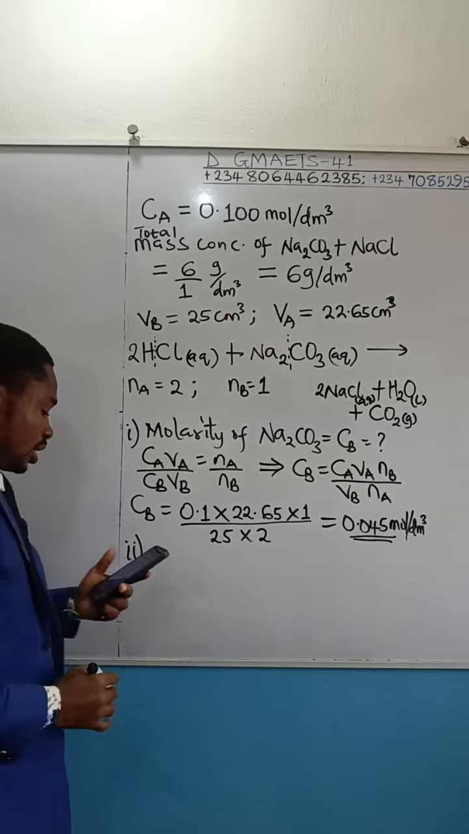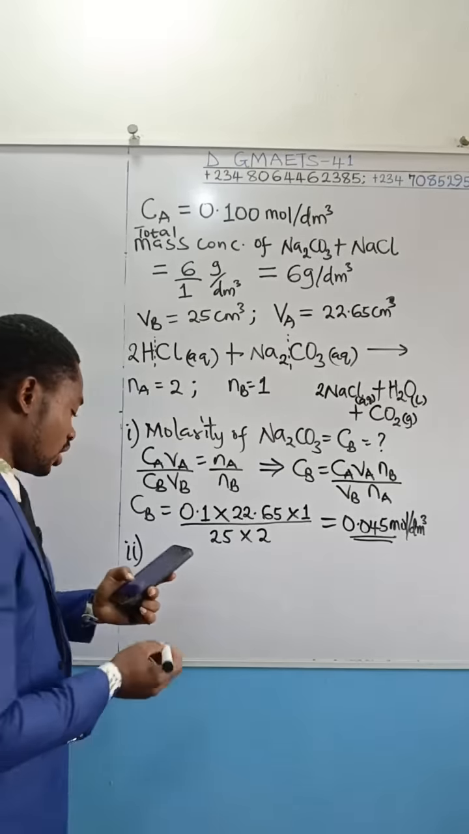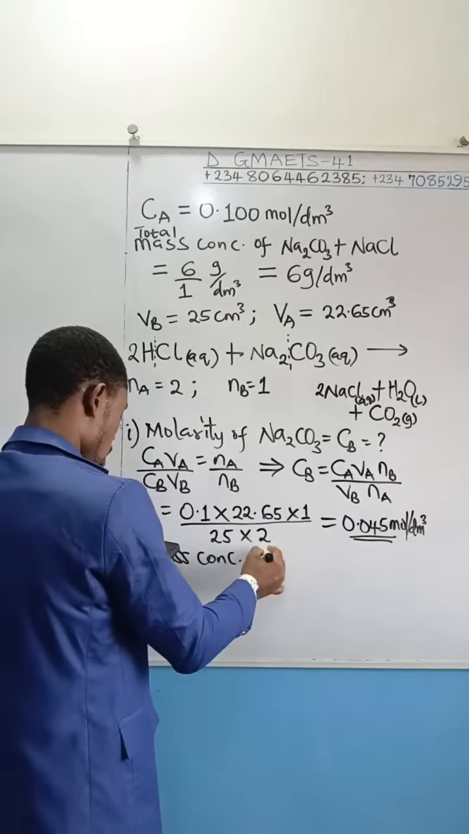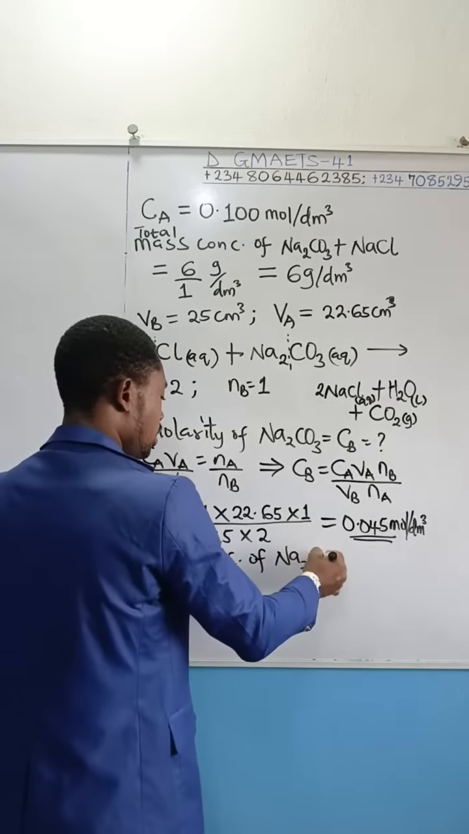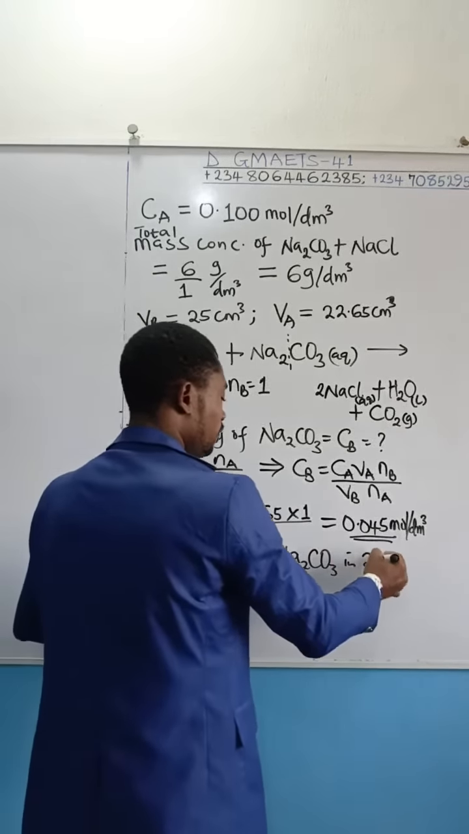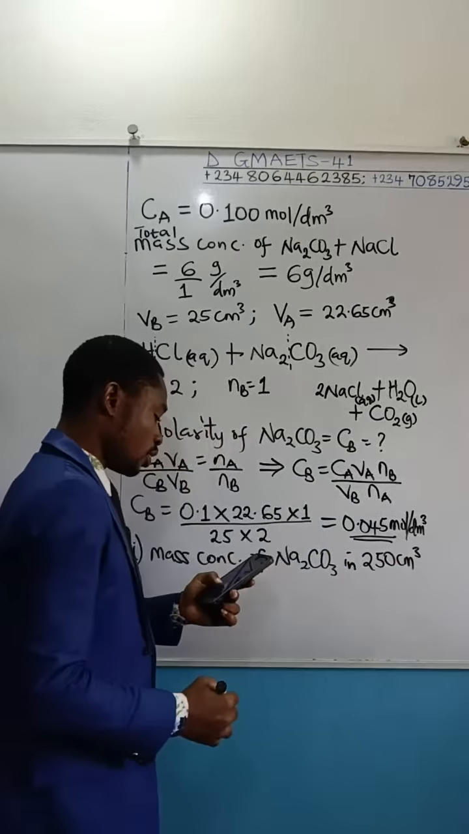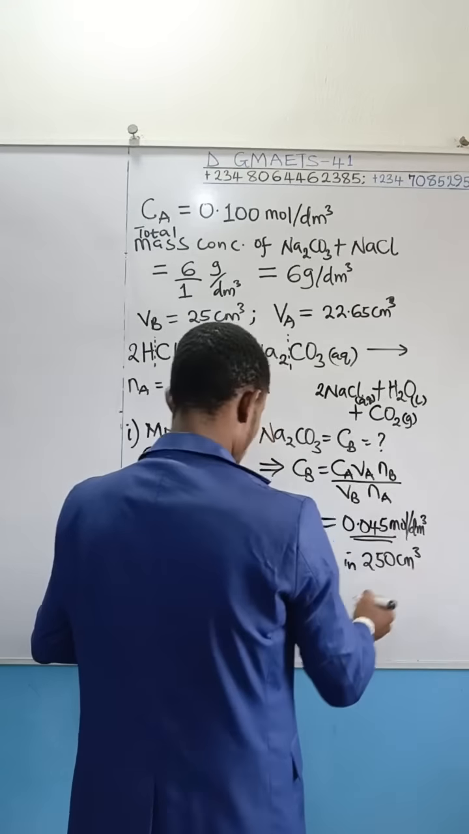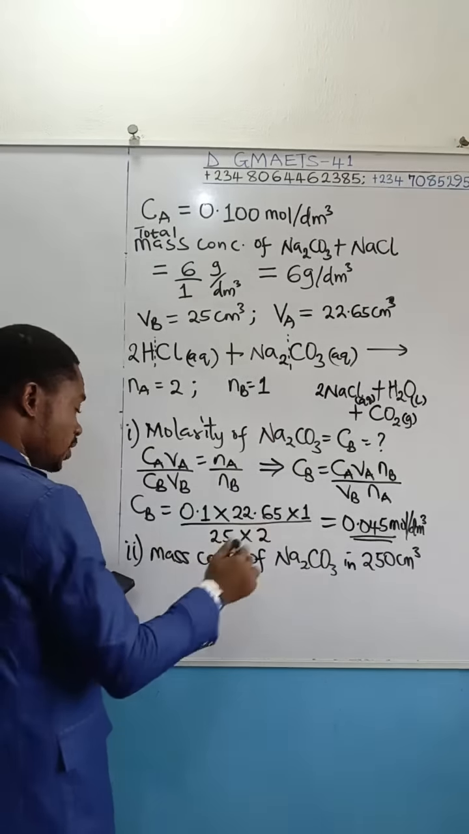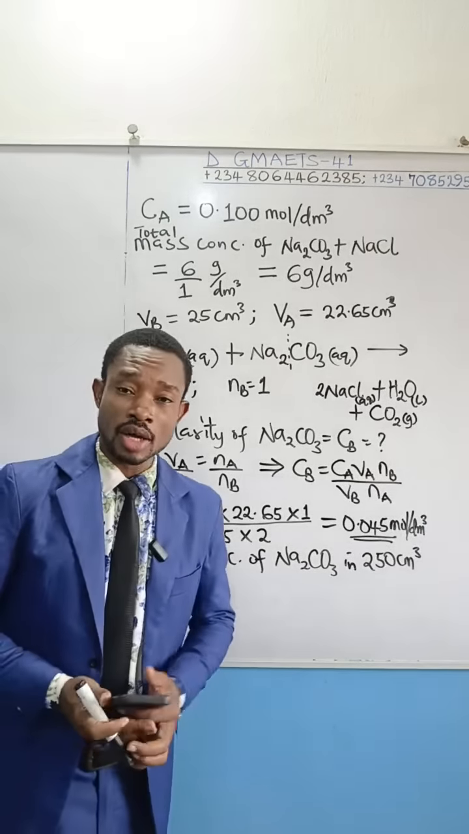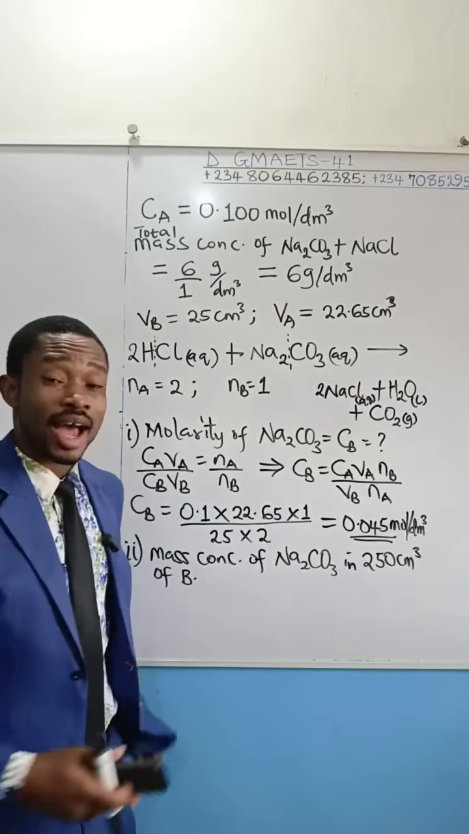In the second part of the question, we are asked to calculate the mass concentration of sodium carbonate in 50 cm cube of solution B. Yeah, we are asked to find the mass concentration of sodium carbonate.